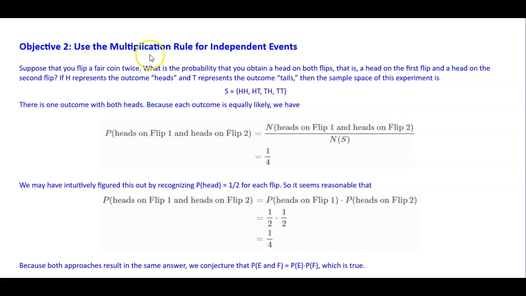Objective 2. Use the multiplication rule for independent events. Suppose that you flip a fair coin twice. What is the probability that you obtain a head on both flips? That is, a head on the first flip and a head on the second flip.